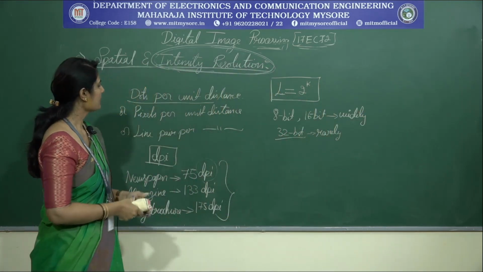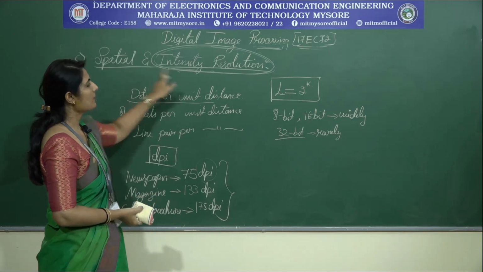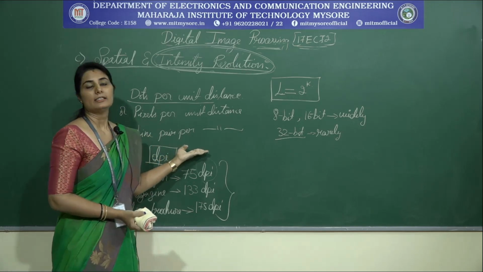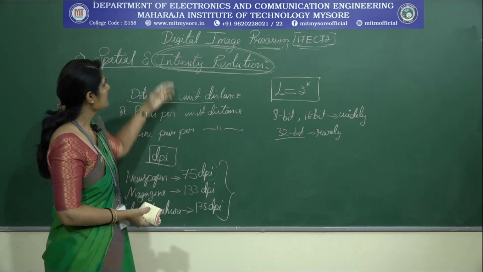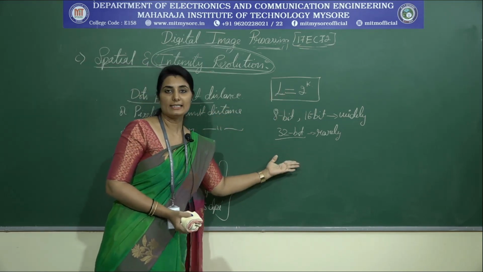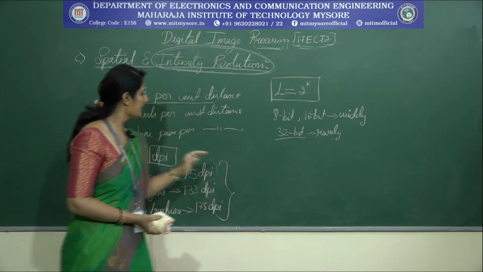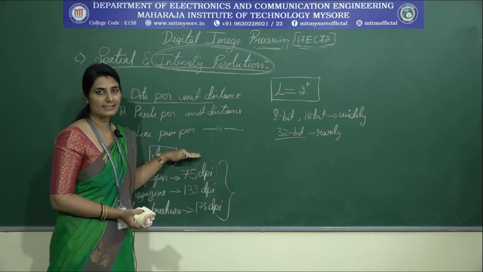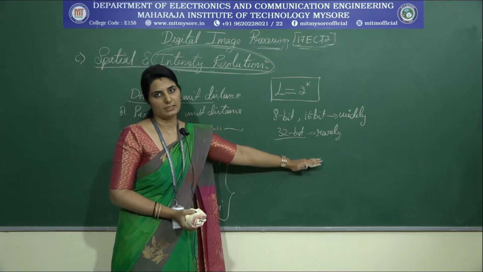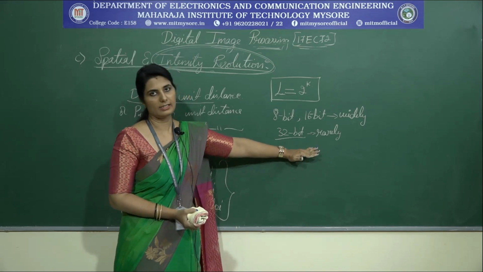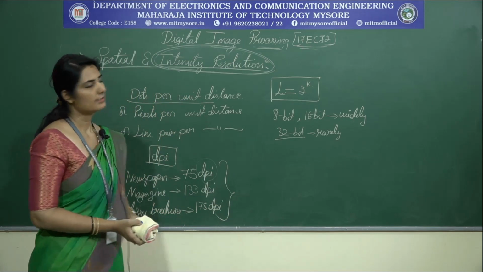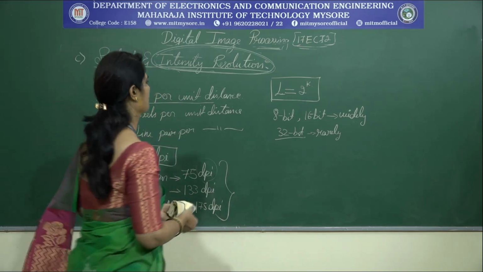If you observe, the spatial resolution depends on the number of samples, whereas the intensity resolution depends on the number of intensity levels. That means spatial resolution depends on the x and y values, and intensity resolution depends on f, the amplitude. The last one is image interpolation.